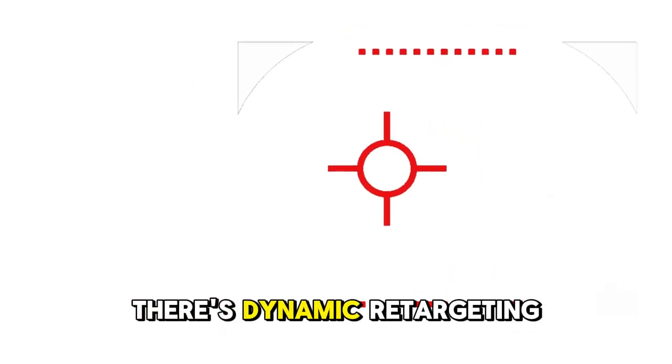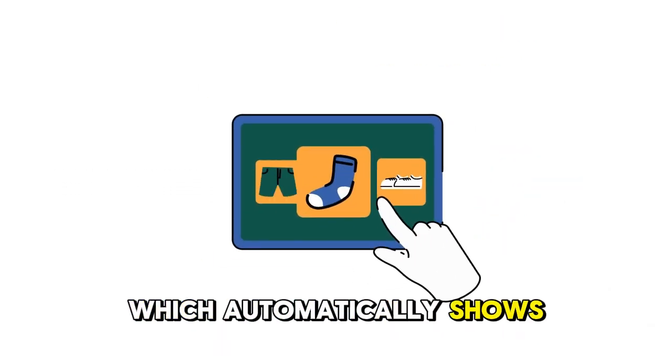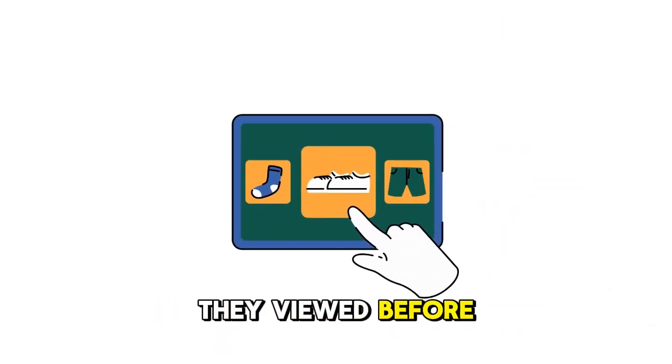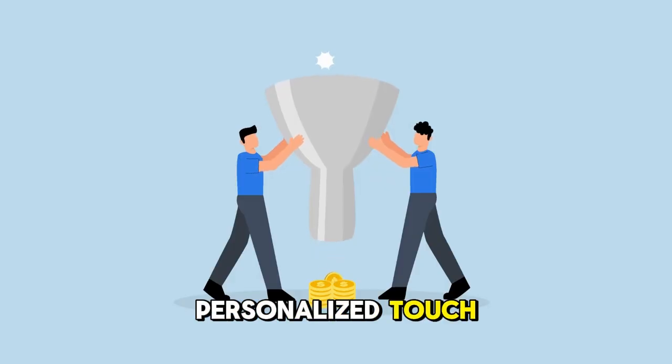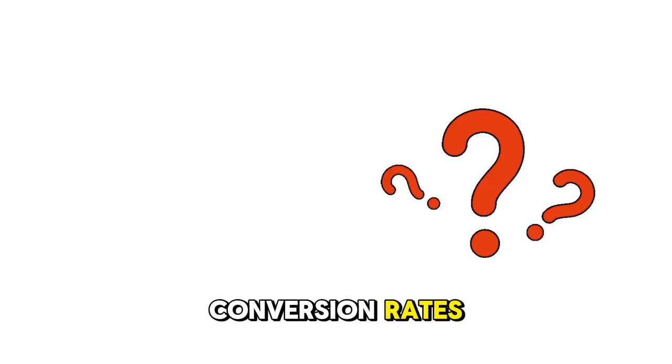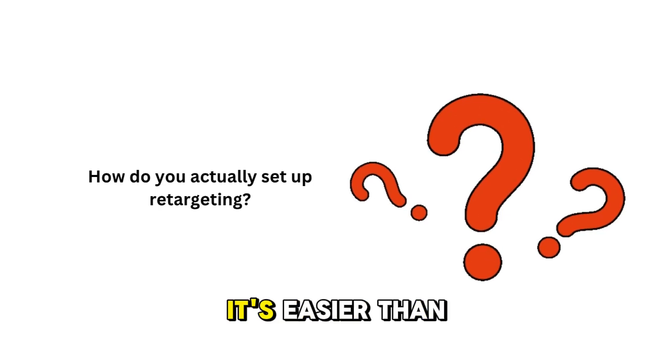And finally, there's dynamic retargeting, which automatically shows users the exact products they viewed before leaving your site. The personalized touch that makes a huge difference in conversion rates. So, how do you actually set it up? It's easier than you think.